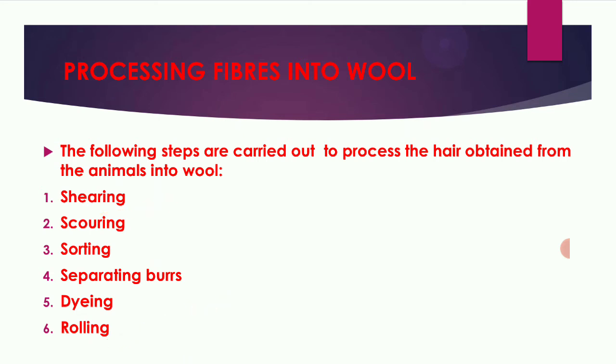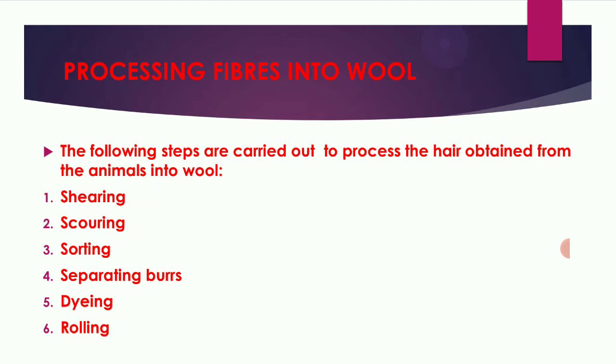The first one is shearing. In this process, the thick growth of the hair of the sheep along with the layer of the skin is removed. Shearing means removal of the hair from the body. It can be done manually or with a machine. Shearing is carried out mainly during the summer so that the hair grows back in the winter. This can be done manually with the help of a razor or clippers or a pair of scissors.